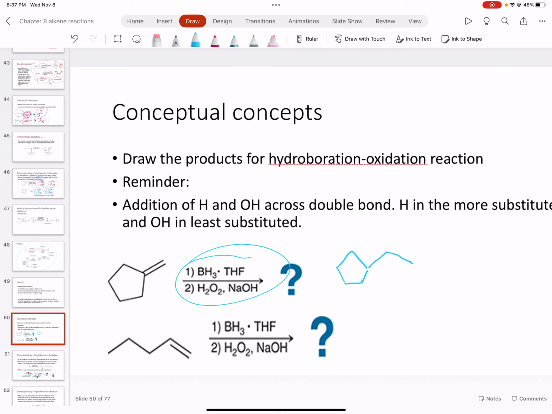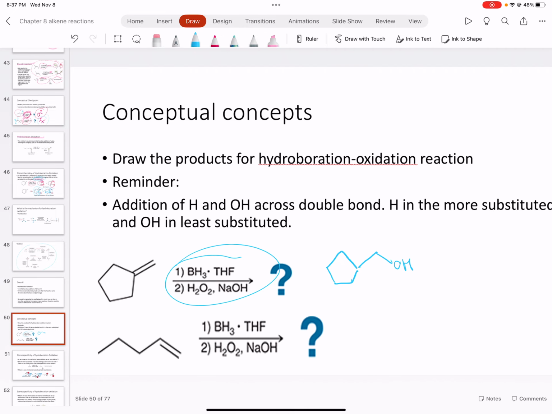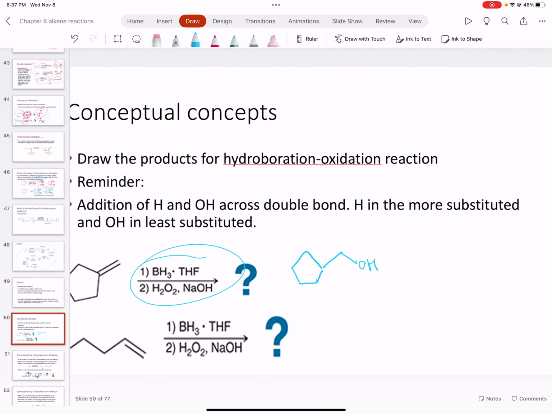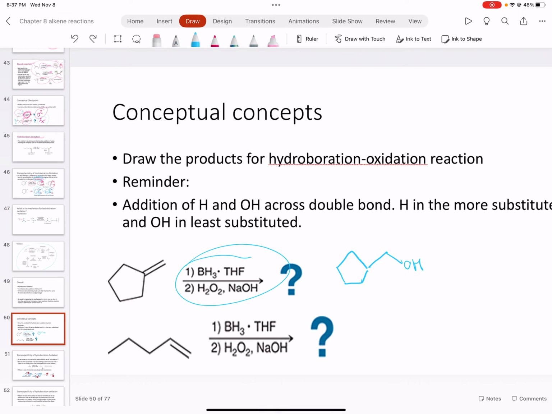So then let's see, I'll get this. Oh, sorry, I'll get this. My OH goes on the least substituted, and then my H on the more substituted, which will be this one. The same logic goes for the one below, in which I will put my OH on the least substituted and my H on the more substituted. And this one will be my final answer.